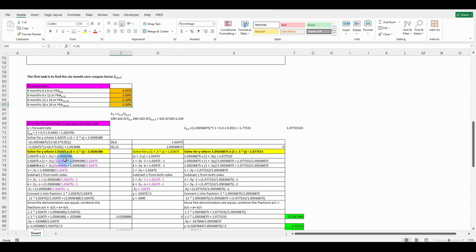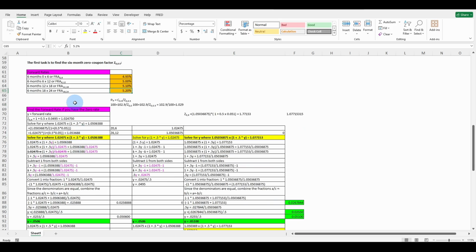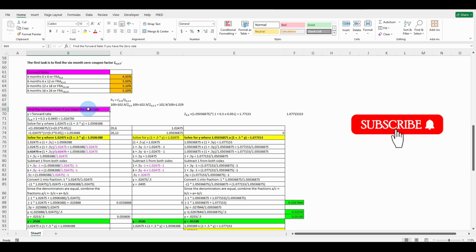This is a very complex formula. I had the assistance of an online service to help me out with this, because I just got stuck in the weeds trying to compute it. Find the forward rate if you have the zero rate. Usually it's the other way around. So we're going to solve this.